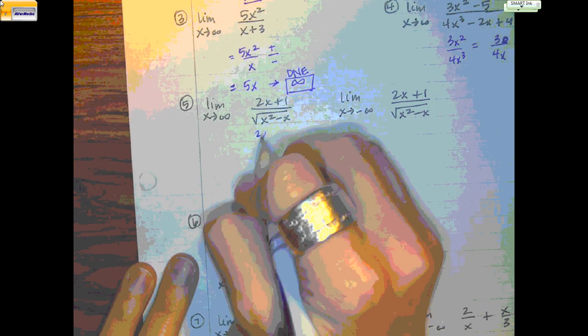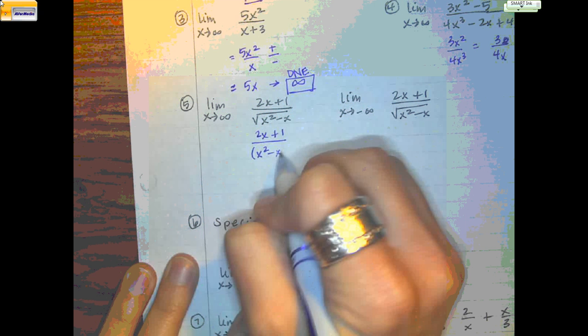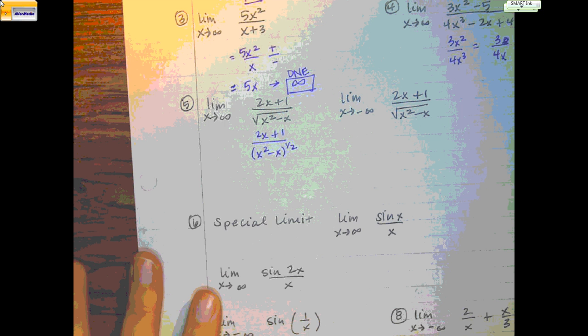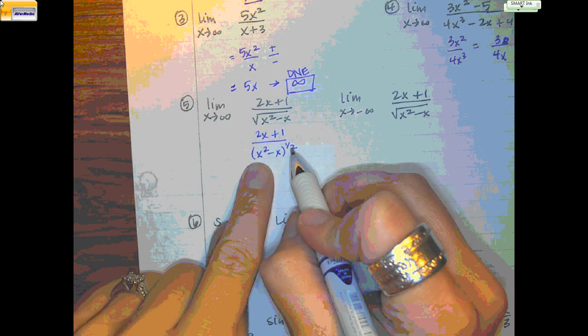You can say, okay, I've got 2x plus 1 over, I'm going to put that whole thing in parentheses and raise it to the half. Because the square root is raised to the half. Same thing. If you have a power raised to a power, what do you do with those exponents?